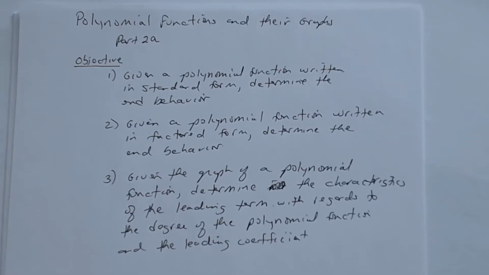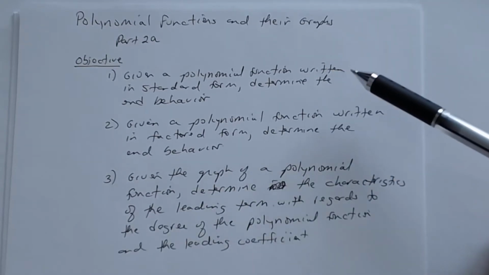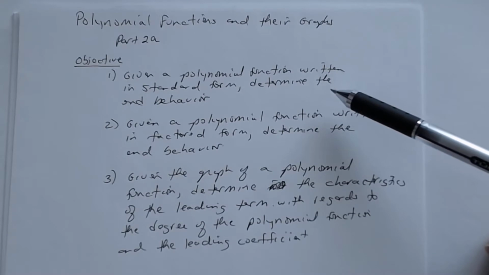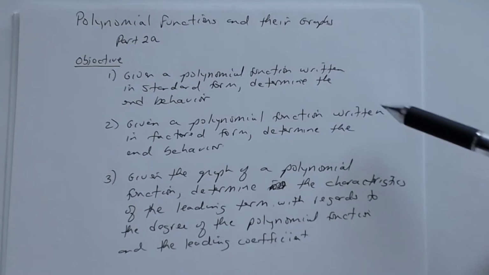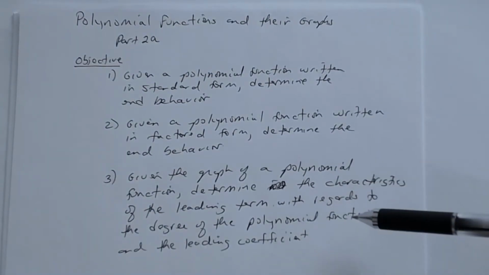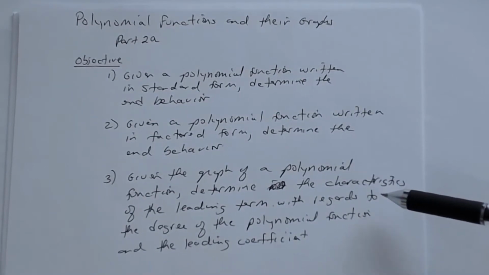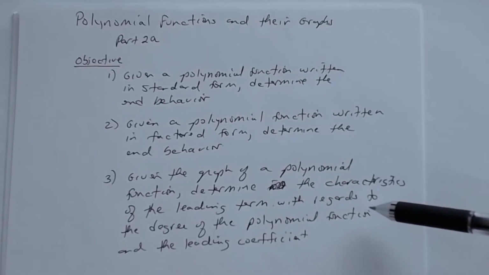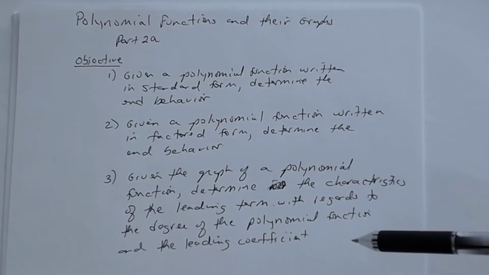Okay, so this is lesson part 2A of our study on polynomial functions and their graphs. The objectives for this lesson are: you'll be given a polynomial function written in standard form and you want to determine the end behavior. You could be given a polynomial written in factored form and determine the end behavior. And the third thing we're going to look at is, given the graph of a polynomial function, determine the characteristics of the leading term with regards to the degree of the polynomial and the leading coefficient.